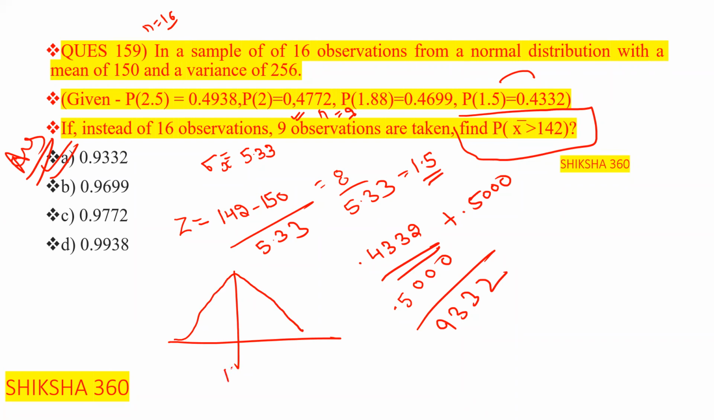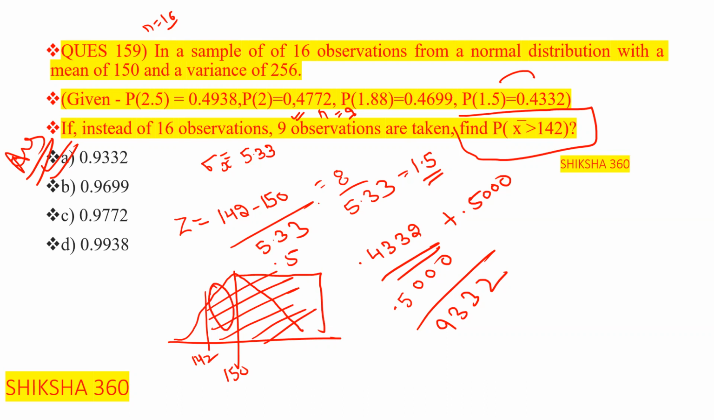And this is the 150. This is the 142. They are asking for the area that is greater than 142. That is this whole area. So this area we know is equal to 0.5, and we add this one. Okay.